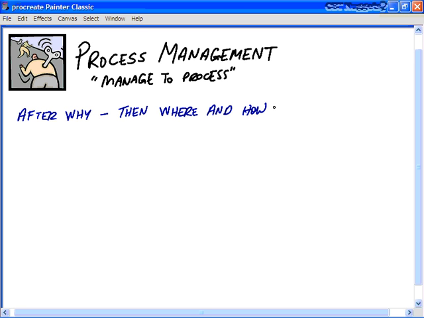Previously, we've established the why. Okay, that's the mission, the vision, the objectives, the policy. That's the why. The process management, or manage to process, is the where and the how. Where do we want to be as an organization? Where are we now? Assessing the present state of the organization or the company. Then how? How do we get where we want to be? That's involving processes. And how do we know that we've arrived? That's what we call measurement and control.